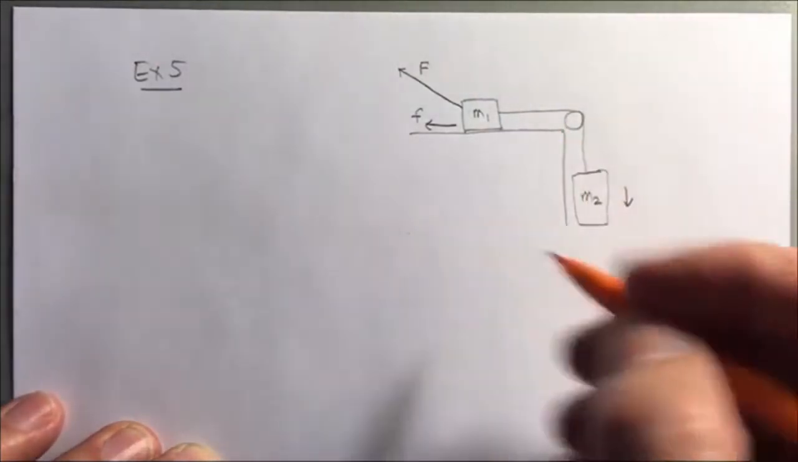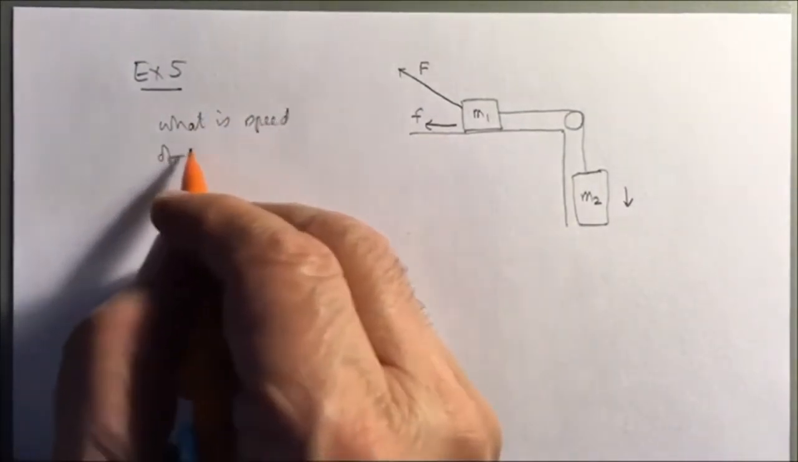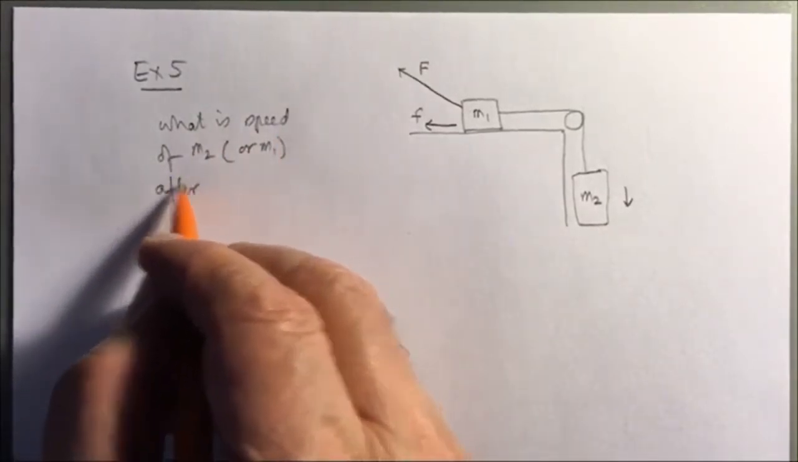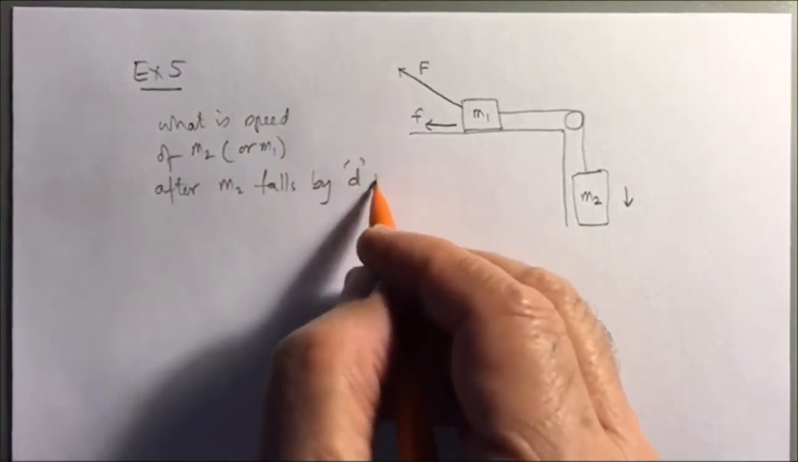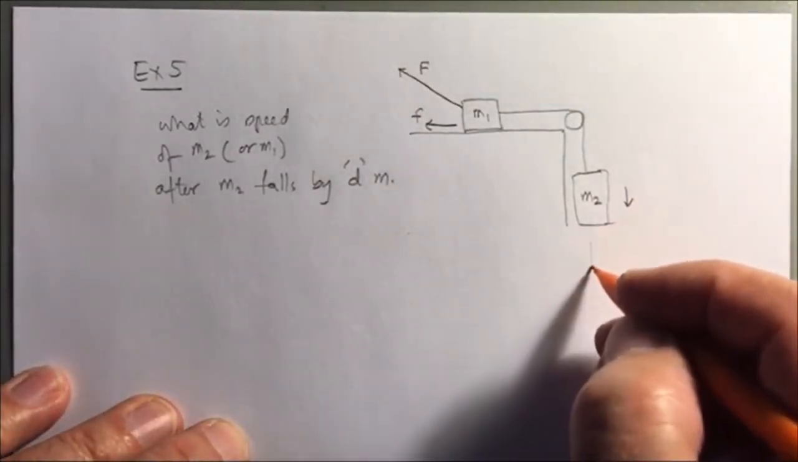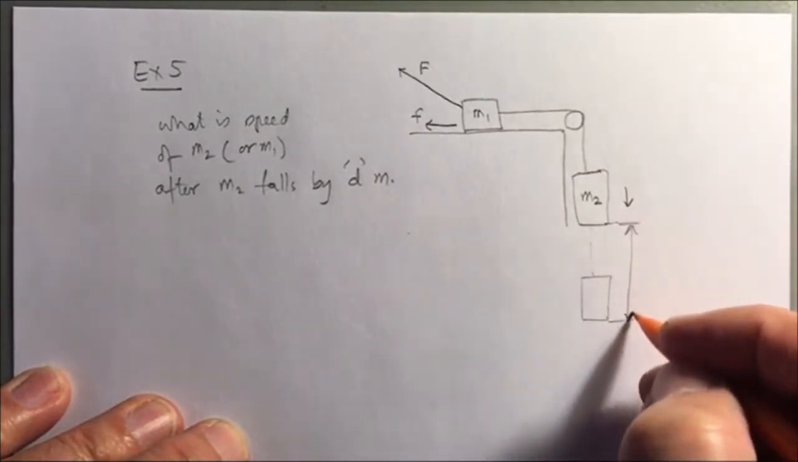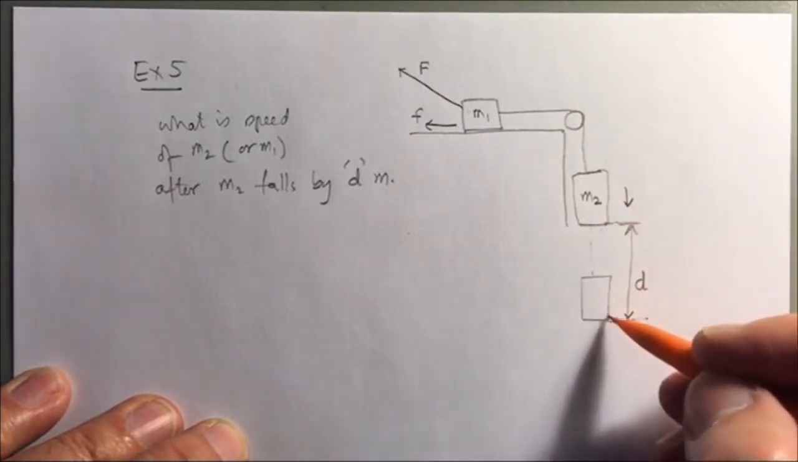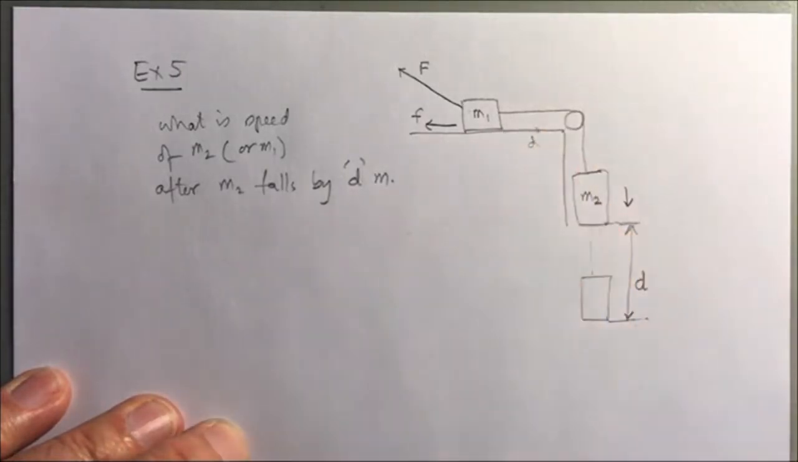So the question is, what is the speed of m2 or m1? Both will have the same speed after m2 falls by some distance, d meters. So that's the initial position, and it will go down to some final position, and this distance is d. The bottom goes from here to here, that's the distance d, and this will also move forward by the same distance d.